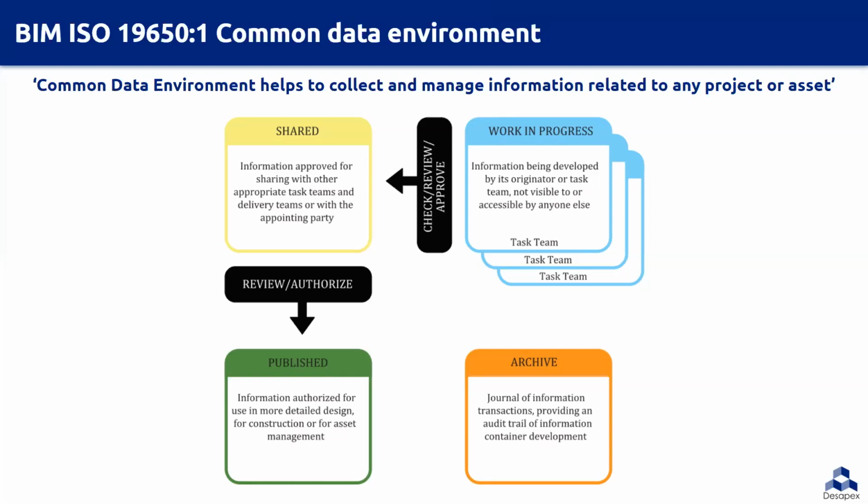So the archive state holds information that has been shared and published during the information management process, as well as the audit trail, while the mobilization stage of development. So information previously in a published state represents information that potentially has been used for more detailed design work for asset management, etc.